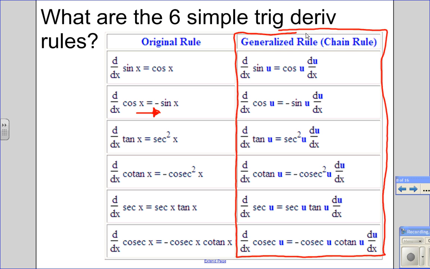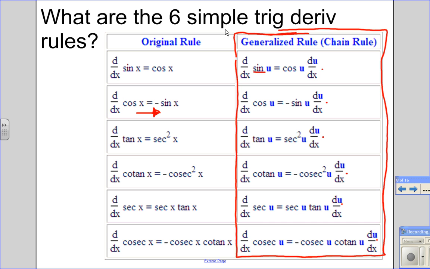But what I want to pay attention to are these rules here. What's important about these rules is that they add this little du dx on the end. So basically what these rules on the right are saying is not only do you take the derivative of sine and make it cosine, but you also take the derivative of the inside as well. This is going to turn into what we call the chain rule, where you work your way from the outside of the function in. So you take the derivative of the whole trig function, and then the derivative of the inside. That's what the du dx stands for: the derivative of the inside.